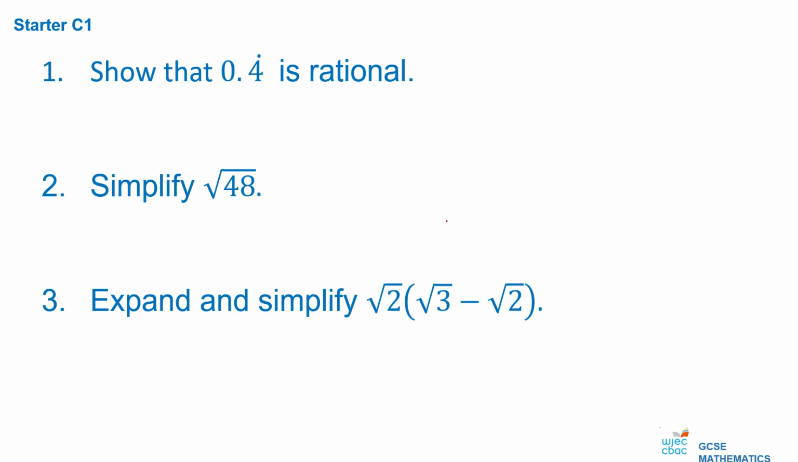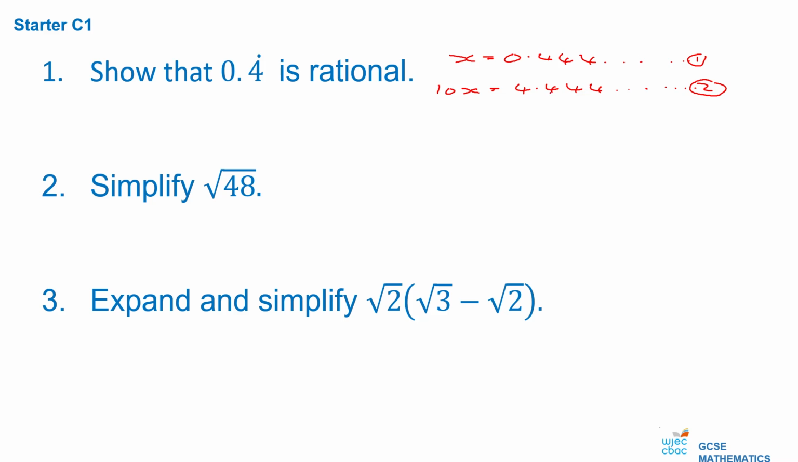Right. Show that 0.4 recurring is rational. So as normal, we say let x equal 0.4 recurring. And so if we multiply by 10, we get 10x is equal to 4.444 recurring. Call this one equation 1 and this one equation 2.